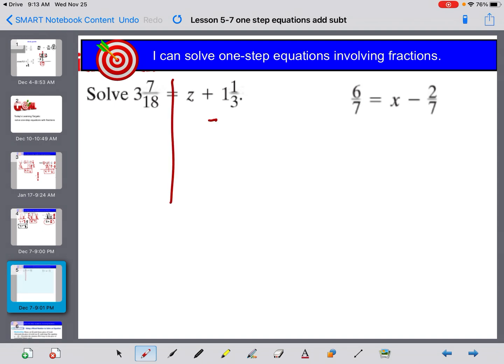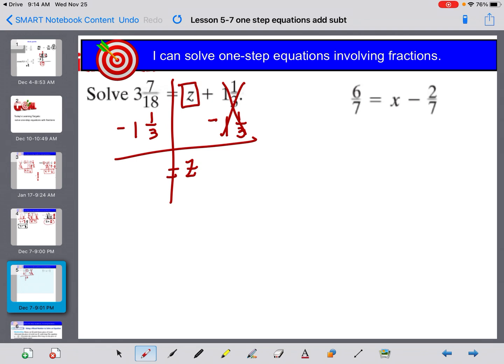Following the same rules, I find the side with the variable, which is here. It's adding 1 1/3. To make it go away, I subtract 1 1/3. And I'm left with z equals.